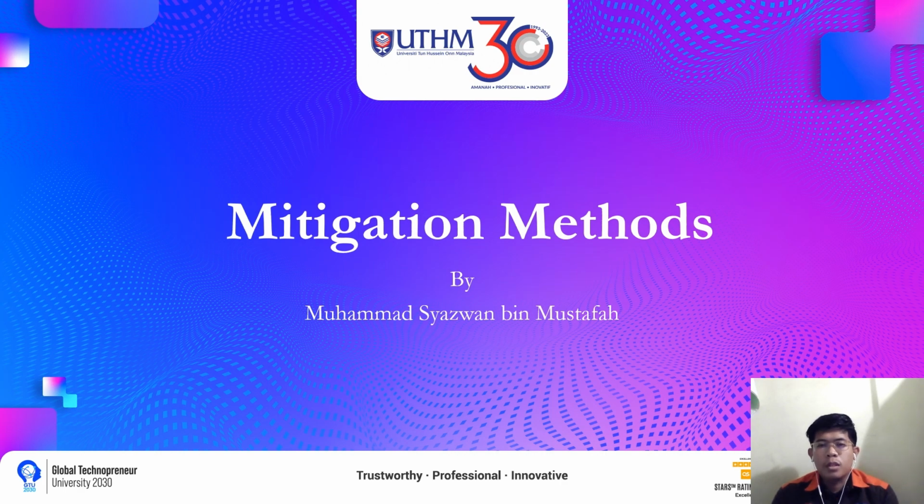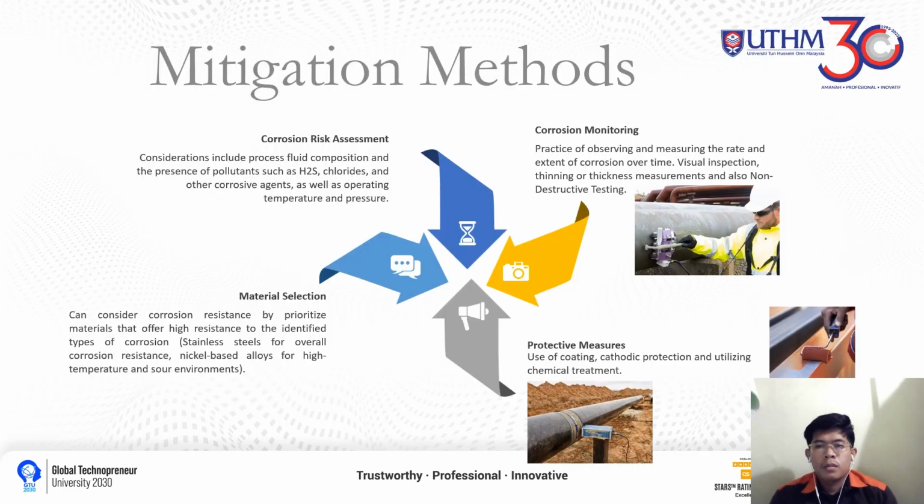My name is Muhammad Shazwan. Today I'm going to present about mitigation methods. There are four suggested mitigation methods. First is corrosion risk assessment. Considerations include process composition, presence of pollutants such as H2S, chloride, and corrosive agents, as well as operating temperature and pressure.